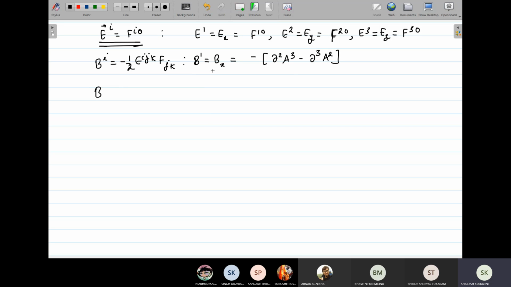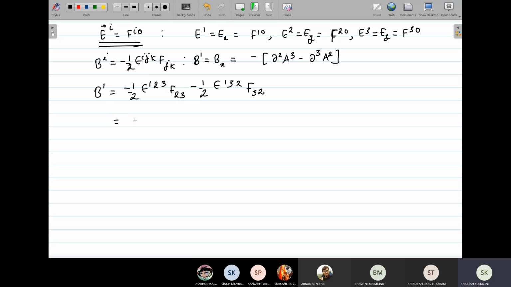So Bx, that means B1, I equal to 1. So J can be 2 and 3 only. Let us consider J equal to 2, K equal to 3. Then it will be F23, plus, that is minus half epsilon 1, J equal to 3. These are summed over, so I have to put J2 K3 and J3 K2. So epsilon 1 3 2 F32.